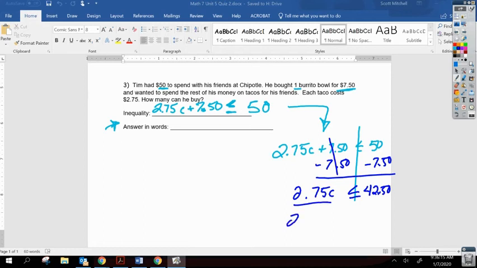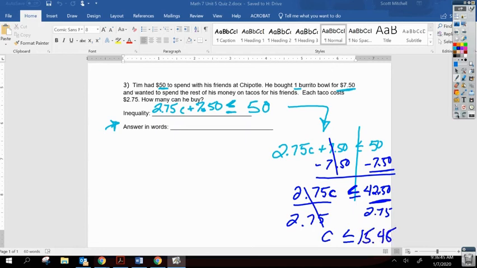Let's divide to find out the number of tacos he can get, because $2.75 times every taco has to be smaller than the amount of money left after he buys this burrito bowl. Divide by 2.75. We get C has to be less, the number of tacos has to be less than or equal to. Good thing you had calculators. 42.50 divided by 2.75 equals 15.45. Now, these are tacos.